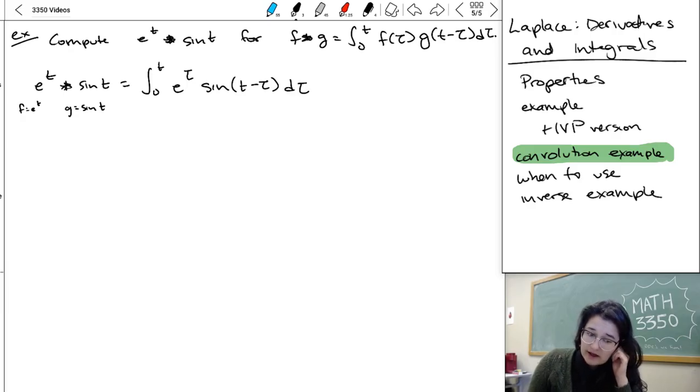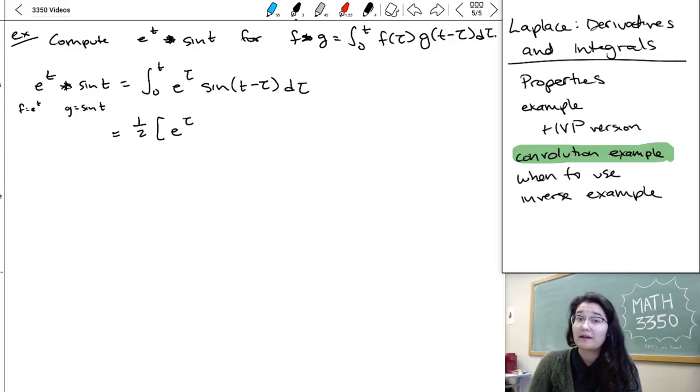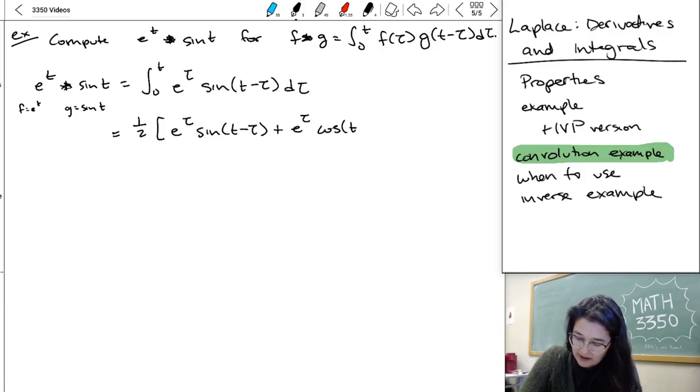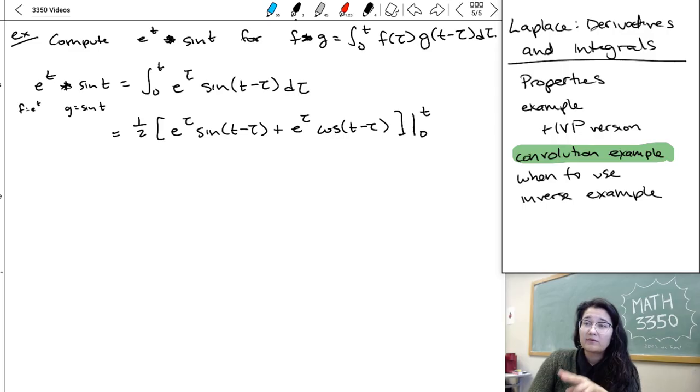So I'm just going to go ahead and tell you that this is an integral that you can take, I think, by parts. I can't remember, but I wrote down the answer for you at some point, and it's right here. When you evaluate this integral with respect to tau, you get e^tau sine of t minus tau plus e^tau cosine of t minus tau, times a half, if I didn't say that out loud. And then you evaluate it from 0 to t.